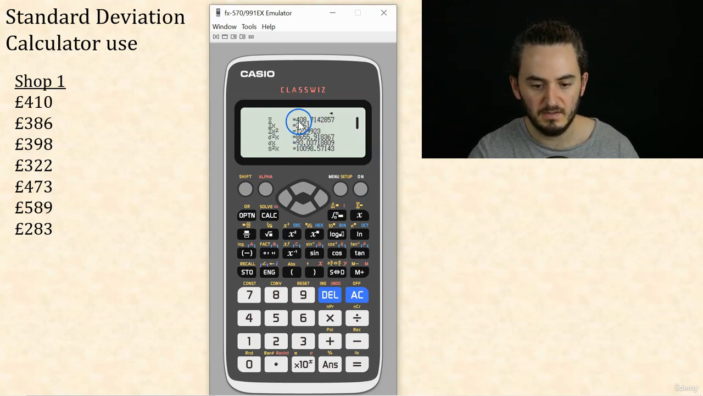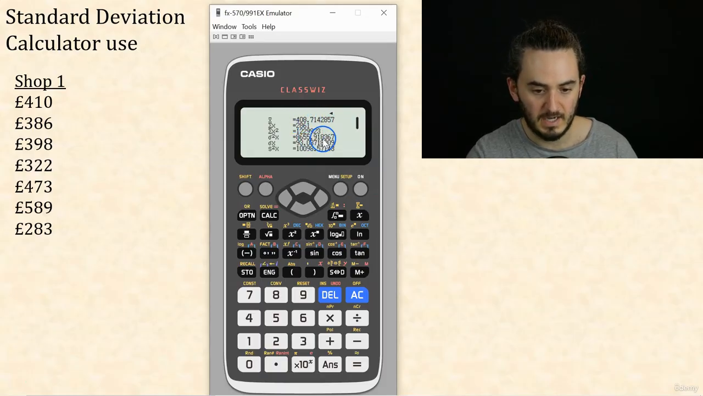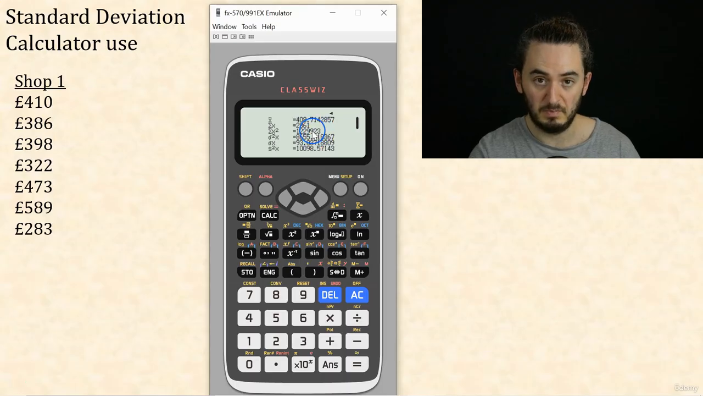So here we can see the mean that we worked out before, 408.714. The sum of the x's, the sum of the squares, which cropped up in the standard deviation formula. This next one, sigma squared x, that's called the variance. I'm going to look at that in an upcoming video. And it's sigma x, that's the standard deviation that we're interested in. So that's the thing that we're actually going to use now.